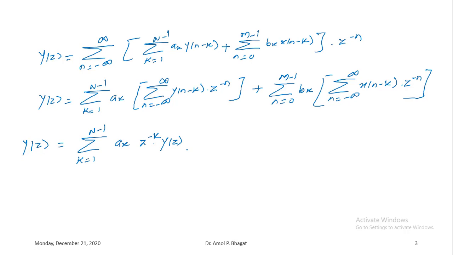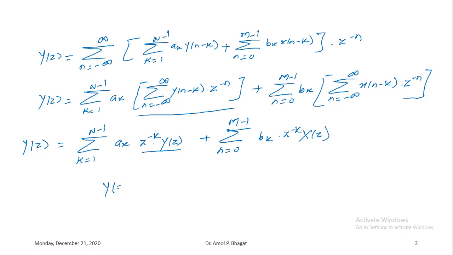As per the time shifting property of the z transform, this complete equation can be replaced with z to the power minus k into Y of z. Similarly, plus summation n equals 0 to M minus 1 bk, here it will be z to the power minus k, capital X of z will be there, correct? So here you can take the Y of z terms on left hand side.